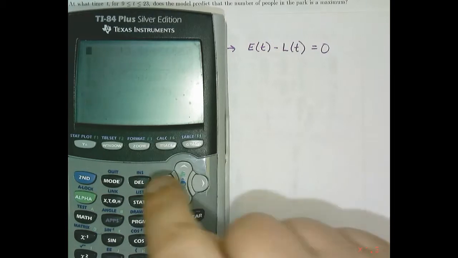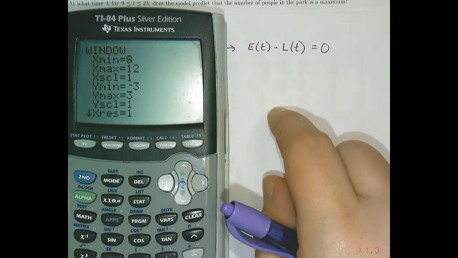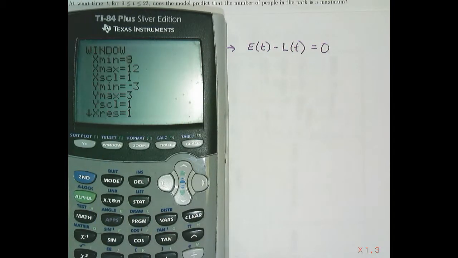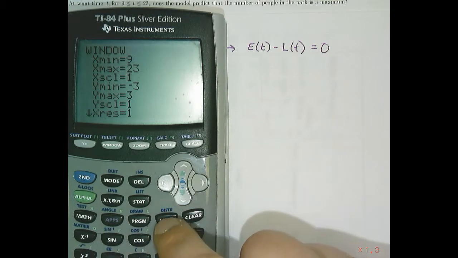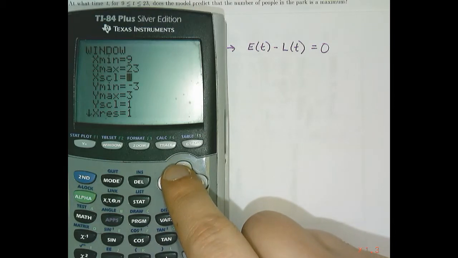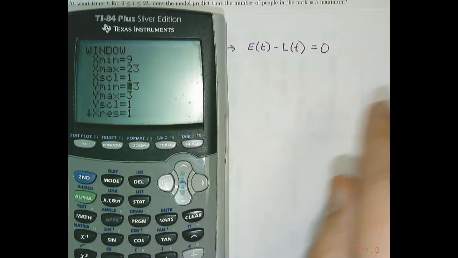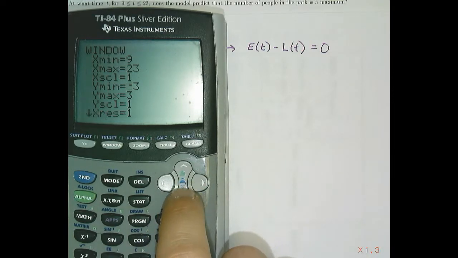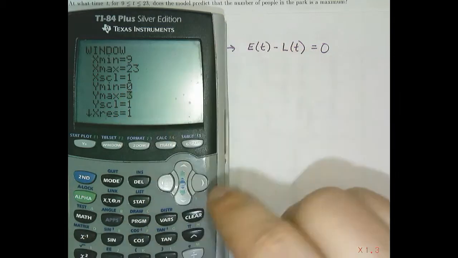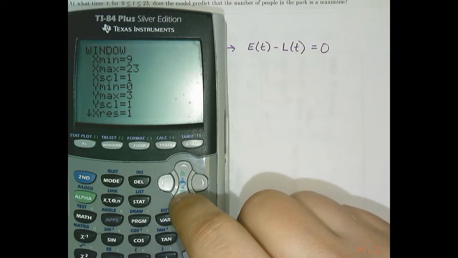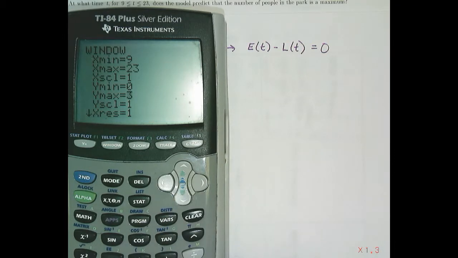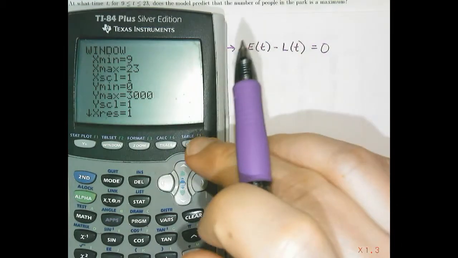I want to adjust my viewing window to the appropriate times, so the time is going to be somewhere between time 9 and time 23, because that's when the park is open. And we don't exactly know what our y min and our y max values are, so I'm just going to say at a minimum we have 0 people in the park, and at a maximum, I don't know, we'll go with 3,000 people in the park. I probably could give some more thought to that, but let's see if that works.